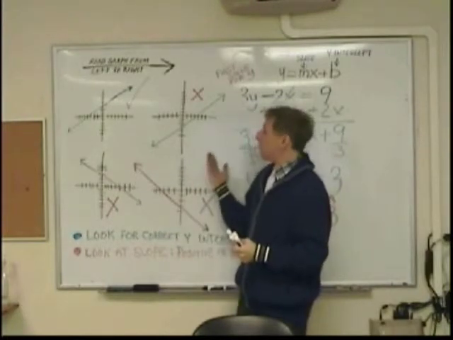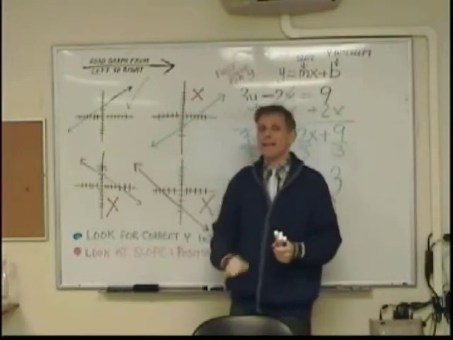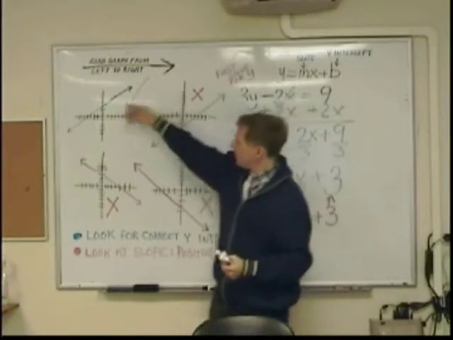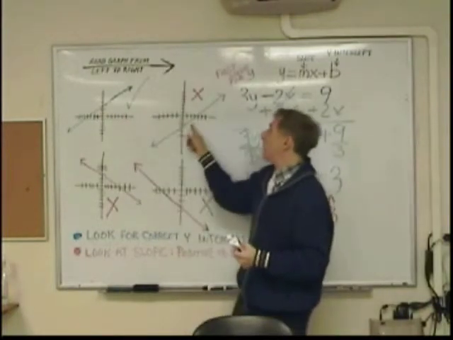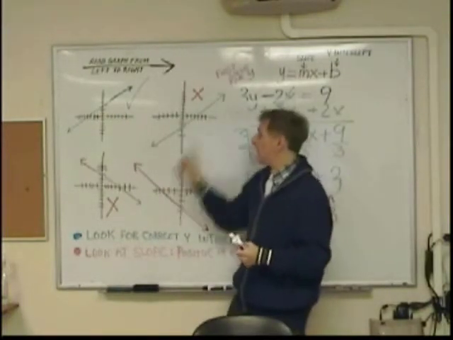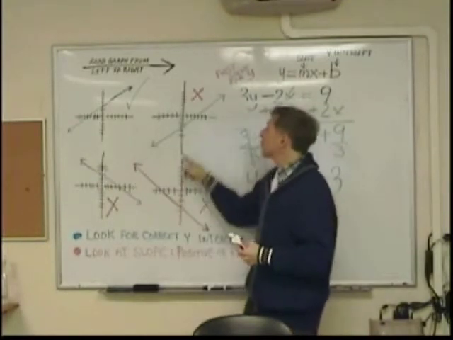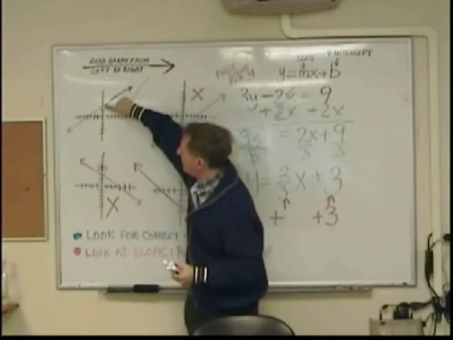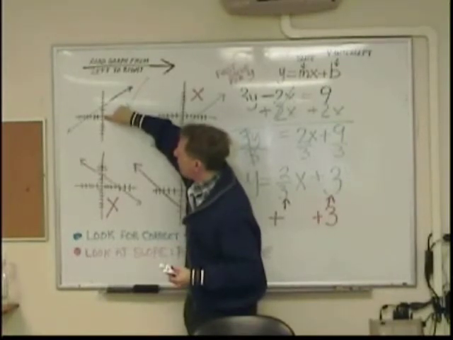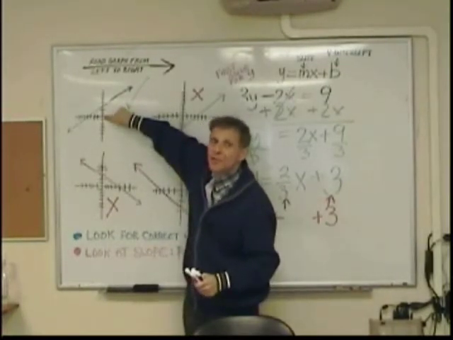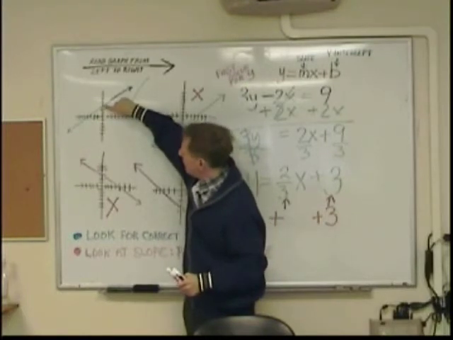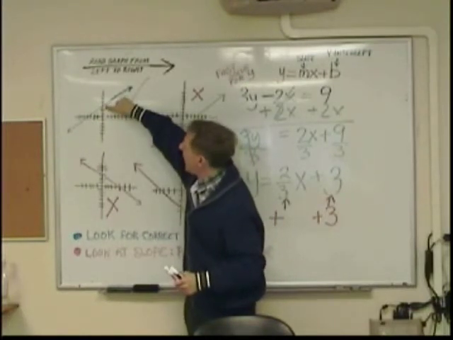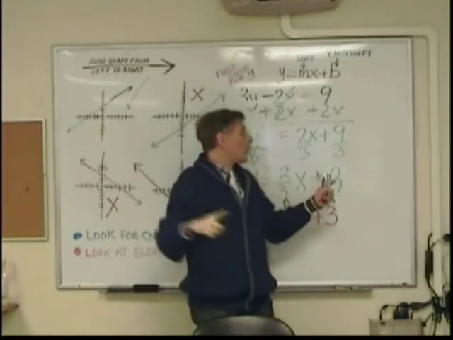Remember, with your graphs, you want to look for two things: the positive or negative of the slope, positive slope, and where it crosses the y-axis. This is crossing at positive 3. 3 above the cross in the middle, which is called the origin. So that's positive 3, and that is what we were looking for.